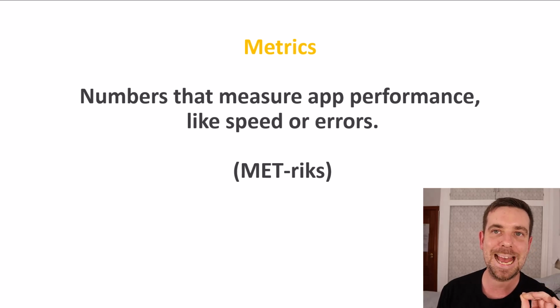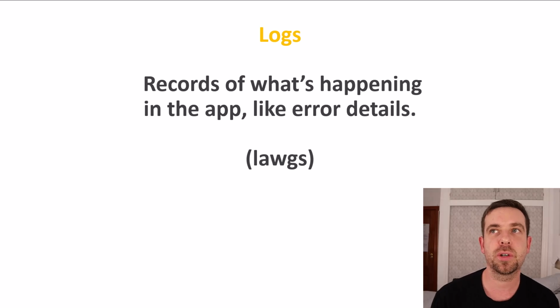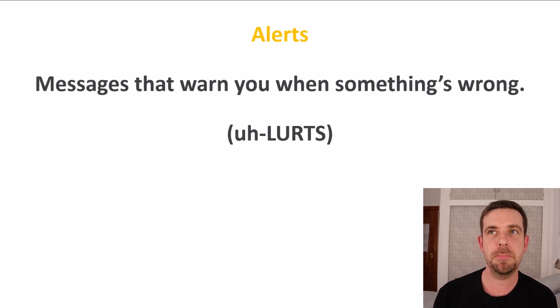Metrics. Logs record what's happening in the app, like error details, so it's logs. Alerts warn you if something's wrong, so it's alert, not alert.